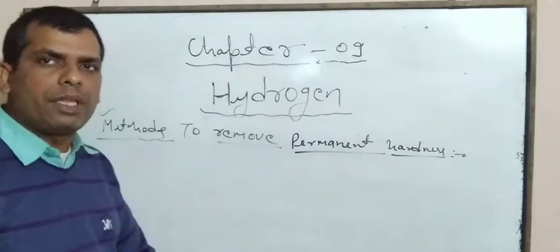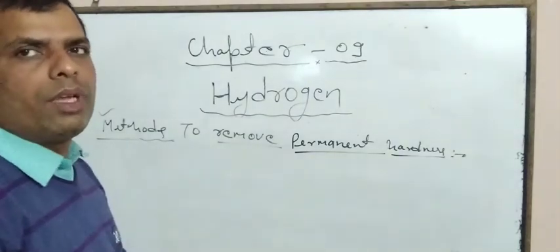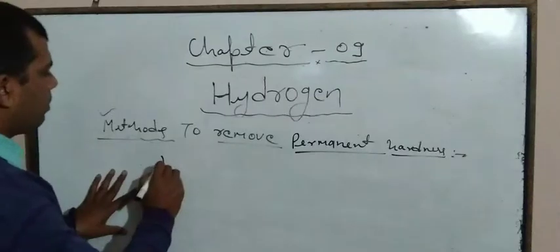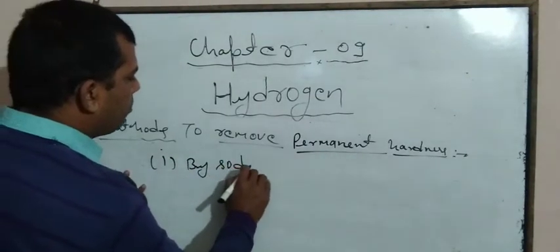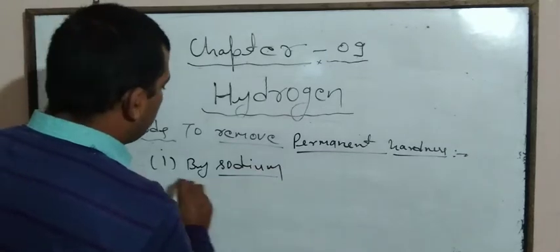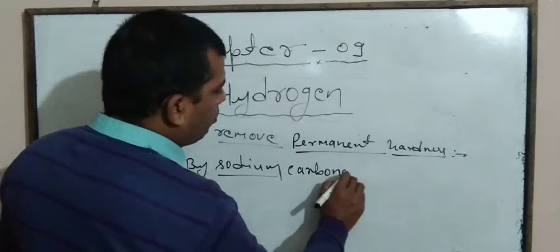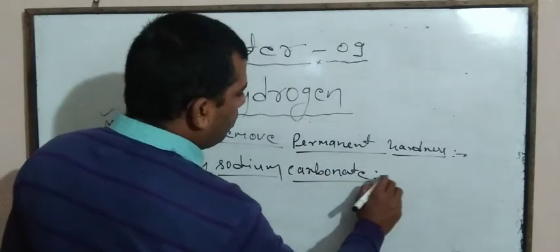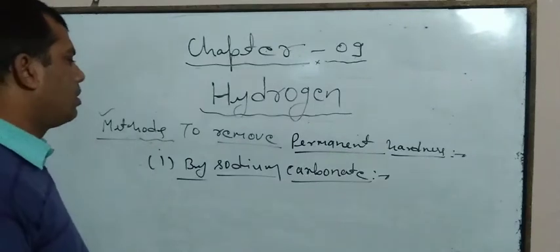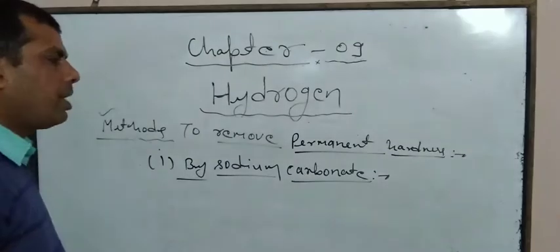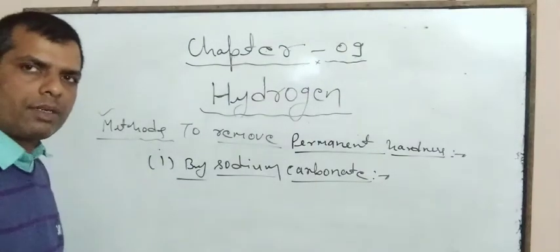The first method to remove permanent hardness is by sodium carbonate. In methods to remove permanent hardness, first we will discuss sodium carbonate.